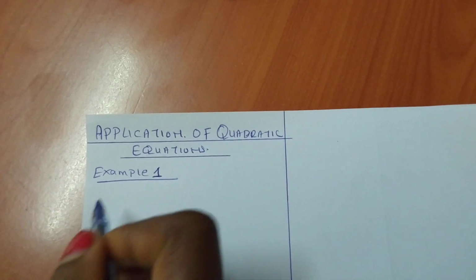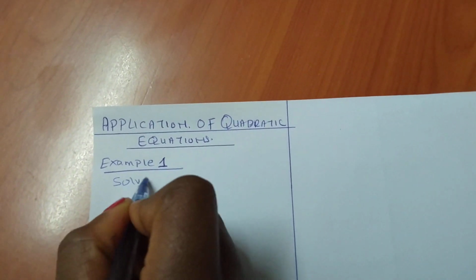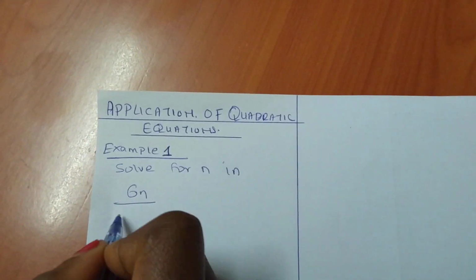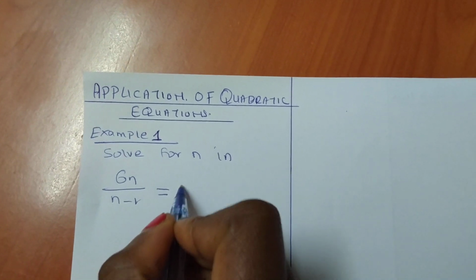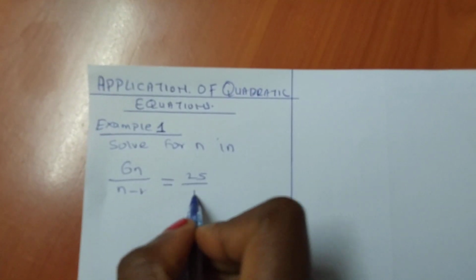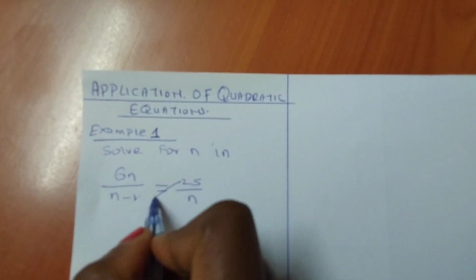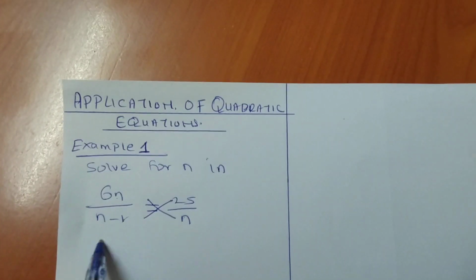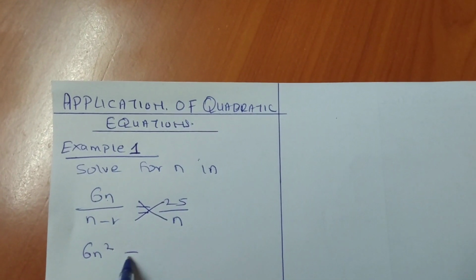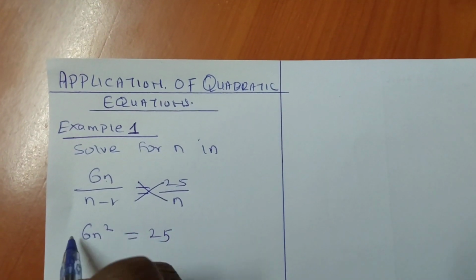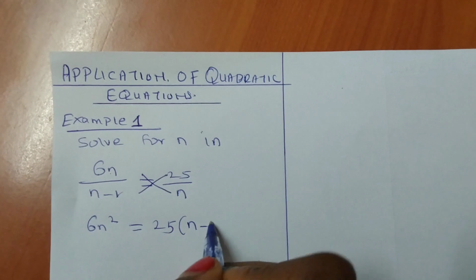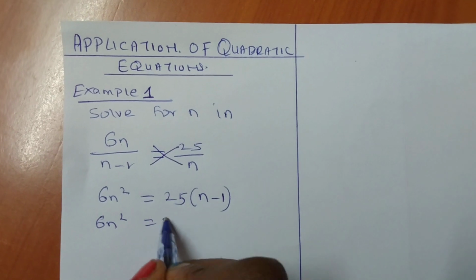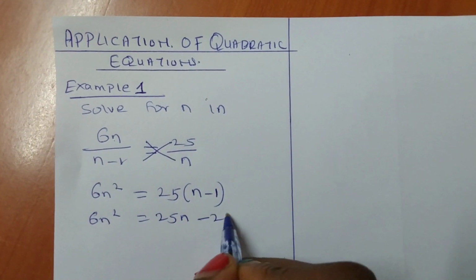Our first example: we are told to solve for n in 6n divided by n minus 1 is equal to 25 divided by n. From this part, we do the cross multiplication. We multiply 6n times n, we get 6n squared, is equal to 25 multiplied by n minus 1. Here we'll be having 6n squared is equal to 25n minus 25.